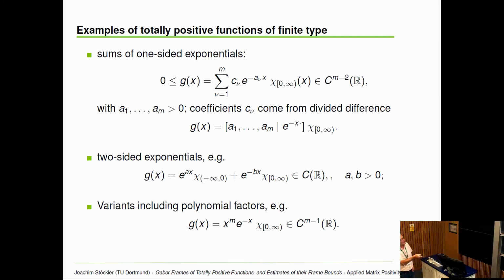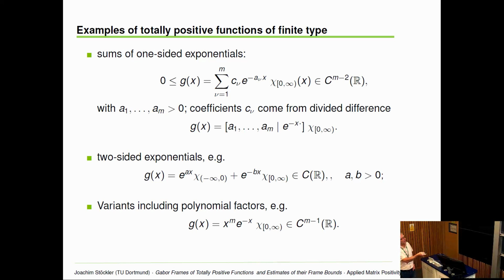Another way is that divided differences can be thought of behind the scene. So this is a divided difference of the function e to the minus x, evaluated at a1 to am, restricted to 0 to infinity. So there are several ways of putting these totally positive functions of finite type if they have all the same sign in their exponents.